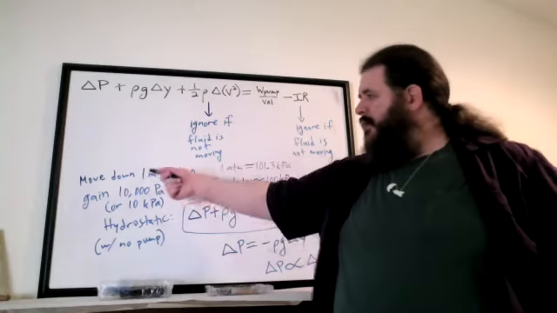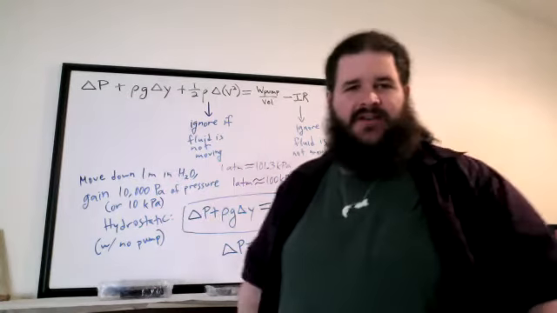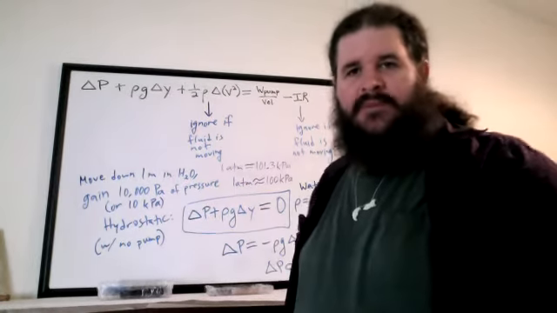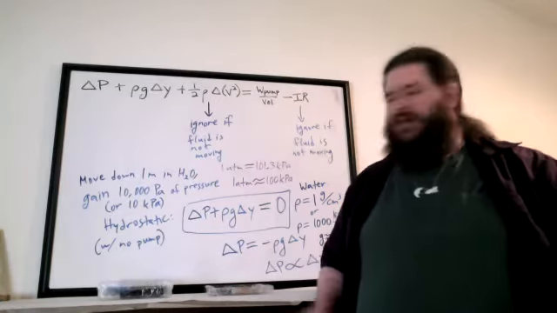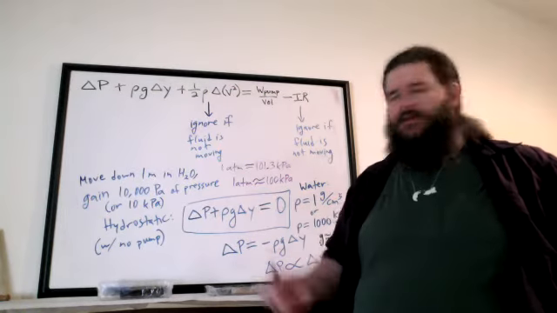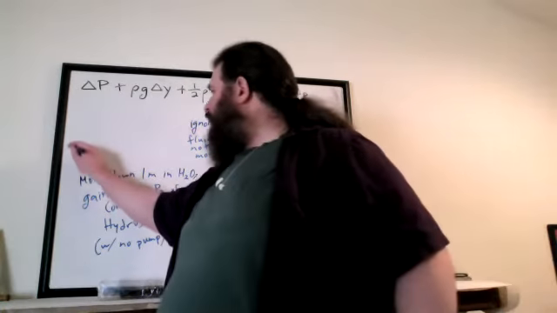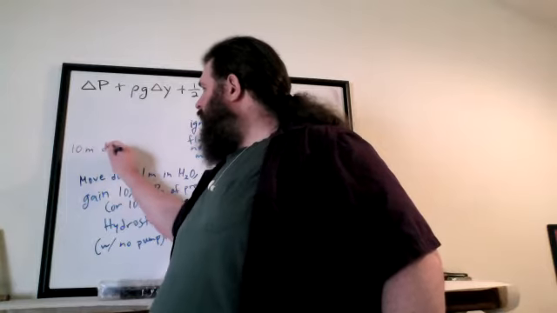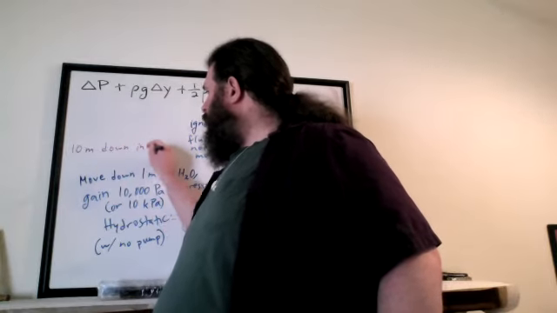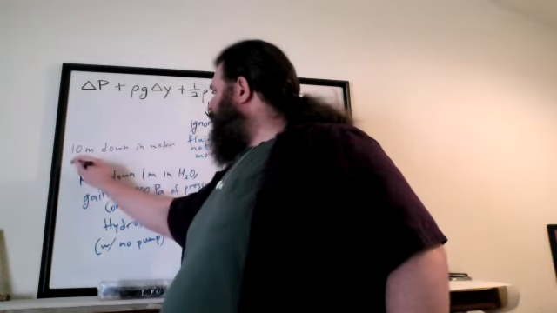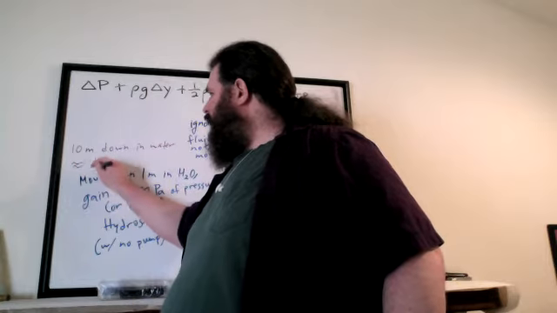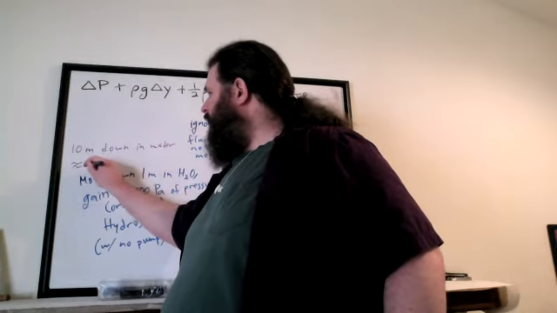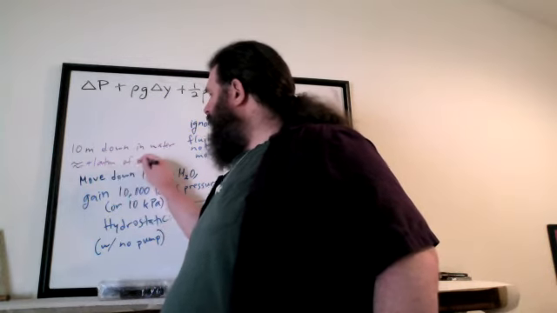So every 1 meter you move down is 10 kilopascals of extra pressure, approximately. Every 10 meters you move down is about 100 kilopascals, which is pretty close to 1 atmosphere. So 10 meters down in water is approximately equal to 1 atmosphere, or plus 1 atmosphere of extra pressure.